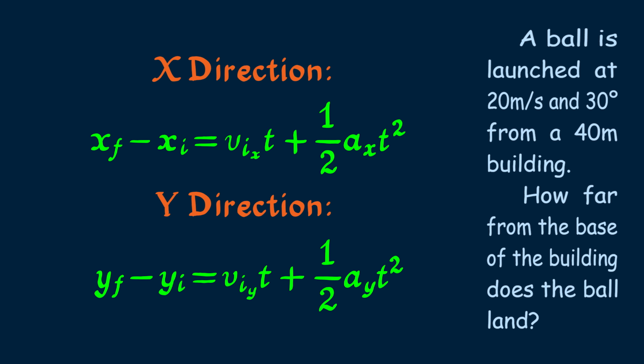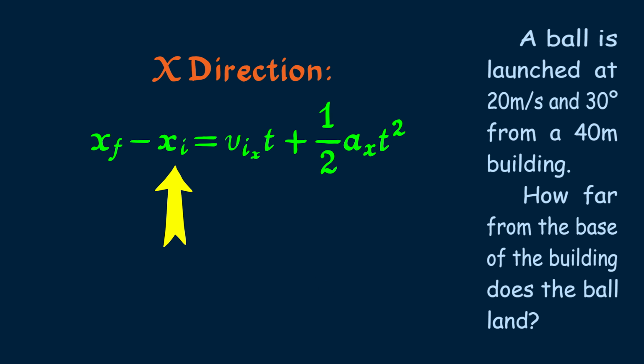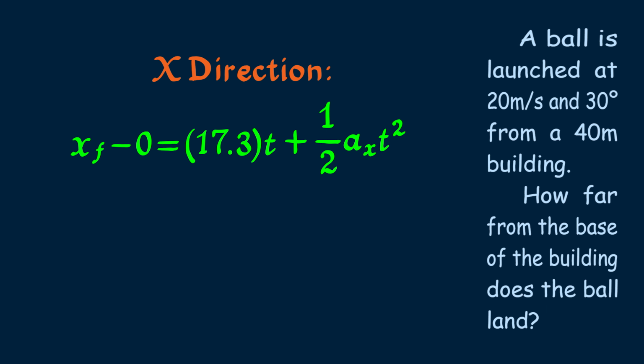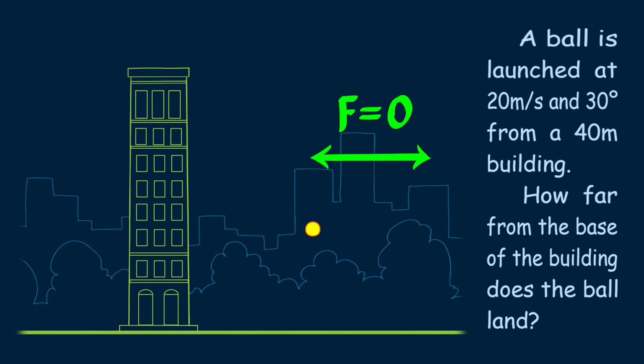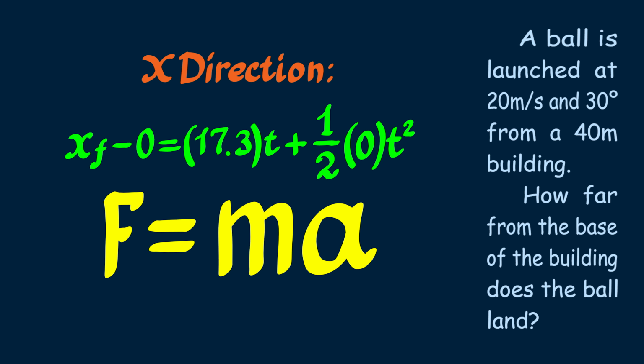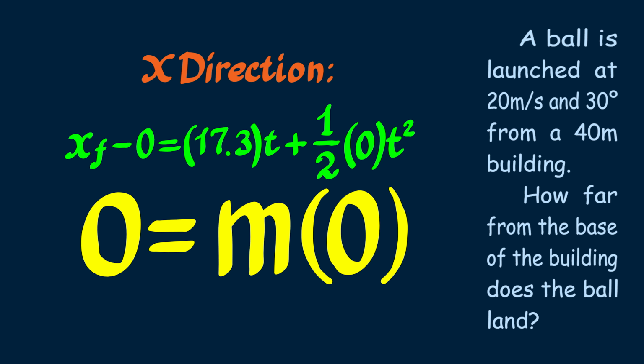Next we plug in for the variables we know and see how to solve for the variable we don't know, which is the final x position. Starting in the x direction, we're going to call our initial position equal to 0 and plug in our value for the initial velocity. Looking at the acceleration in the x direction, this is going to be 0, because there are no forces acting on the ball in the x direction. And by F equals ma, if the net force is 0, so is the acceleration.